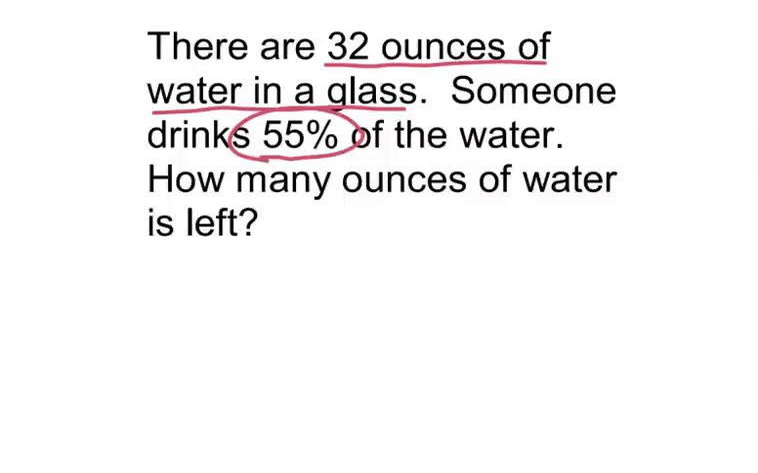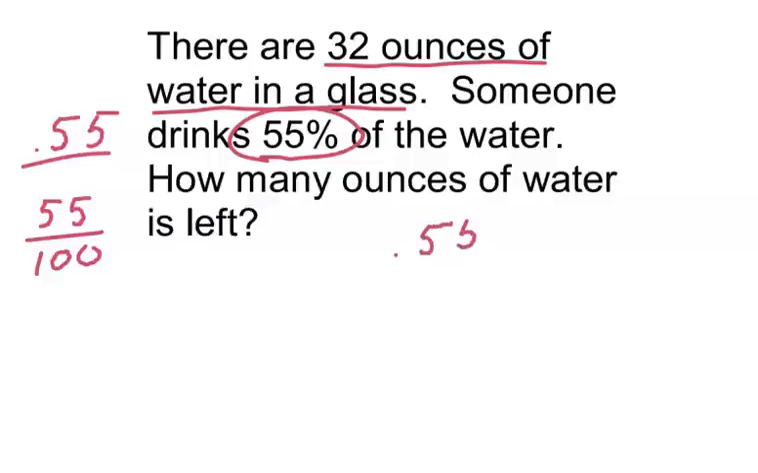Remember, 55% would be the same as 0.55 and the same as 55 over 100. Anytime you see percent, it is that same thing. So we're going to take that times 32. So we can do 55 over 100 times 32 over 1, or we could take 0.55 times 32. So let's just go ahead and do that. 0.55 times 32.